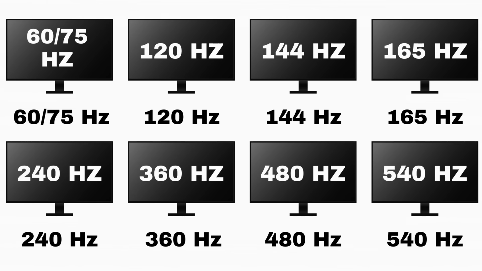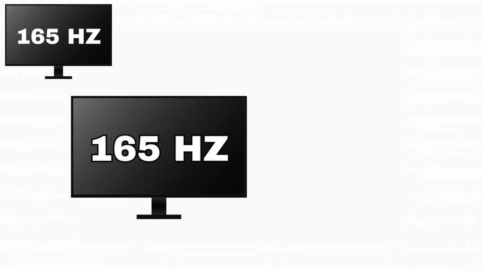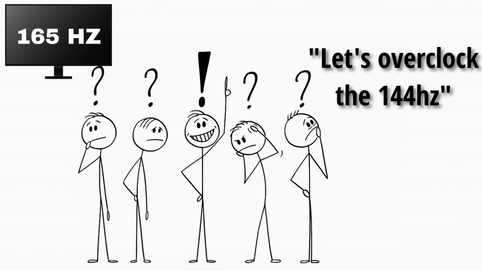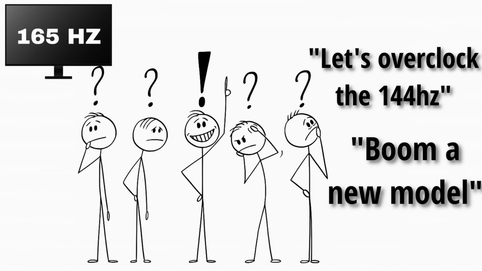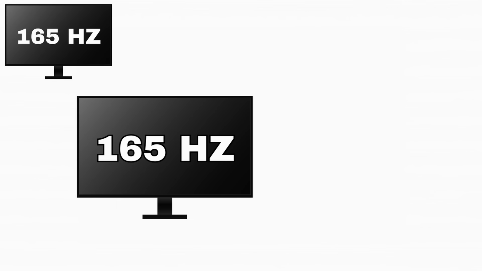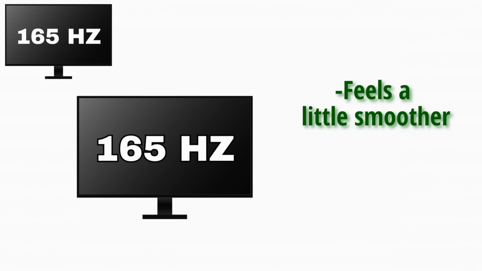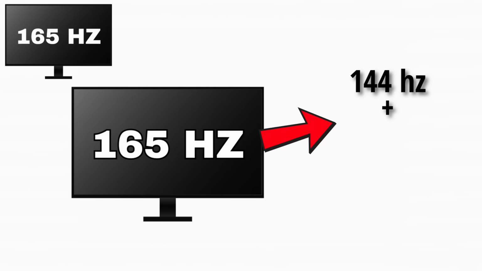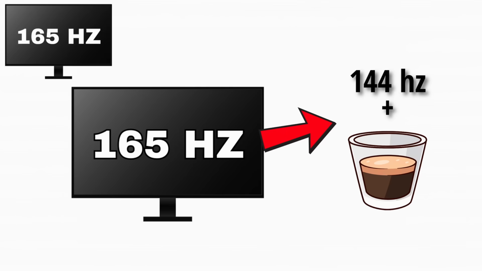All right, let's start flexing a little. The 165 hertz. 165 hertz is what you get when manufacturers said, what if we overclock 144 hertz just a bit and call it a new model? And it worked because it sounds cooler. 165 hertz gives you a little extra smoothness. Not mind-blowing, but noticeable if you're into fast shooters or esports. It's like your monitor had a shot of espresso compared to 144 hertz.